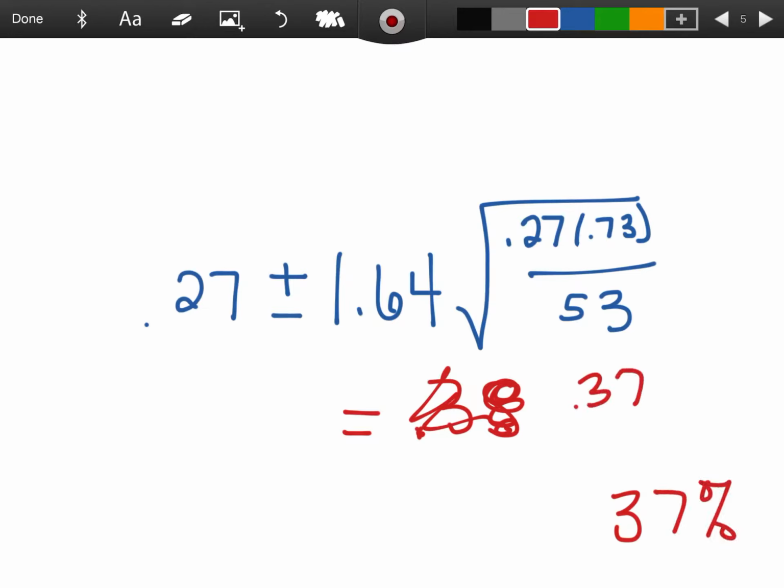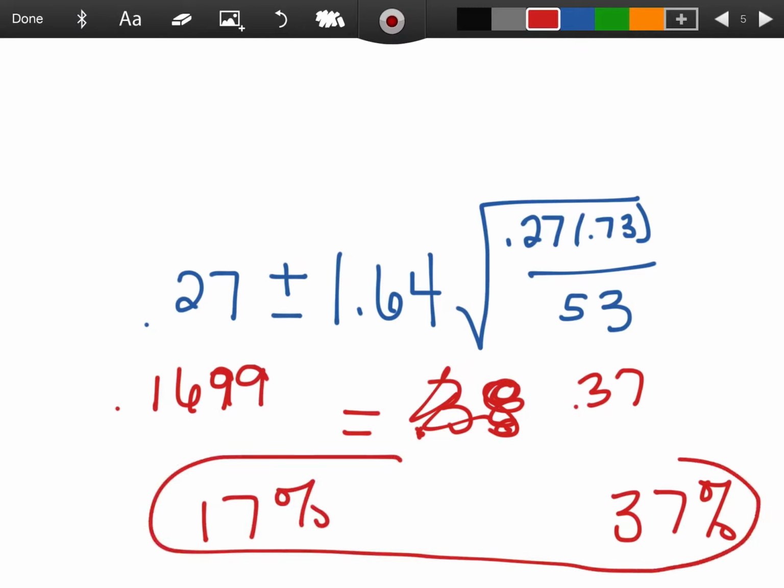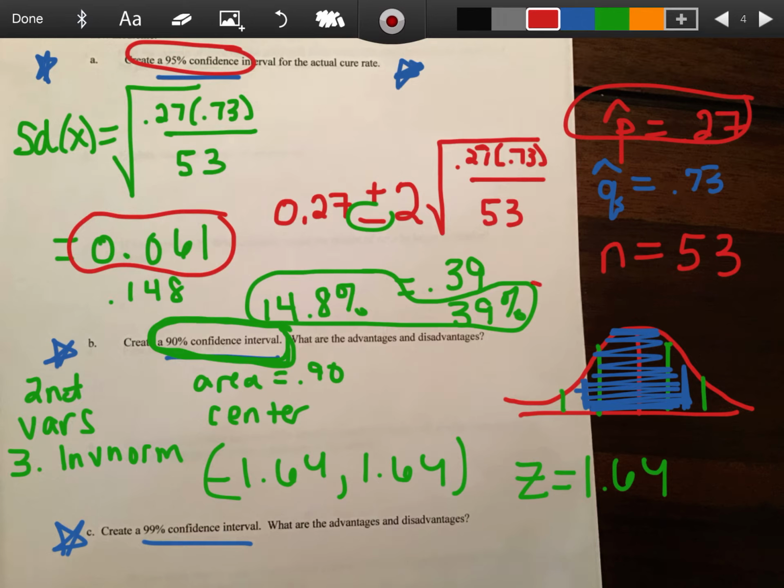So which is 37%. I'm going to do the same thing, but I'm going to do my 0.27, and I'm going to subtract 1.64 times my standard deviation. And I got down here 0.169999, which is about 17%. So I am 90% confident I'm going to grab my true proportion of the data if I'm somewhere between a 17 and a 37%.